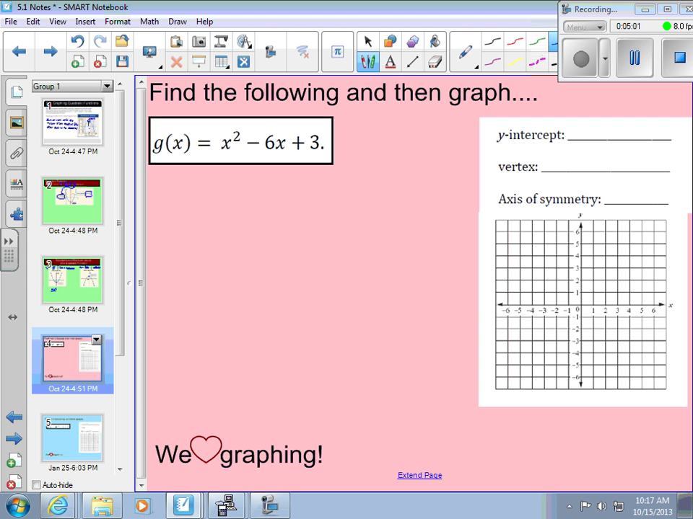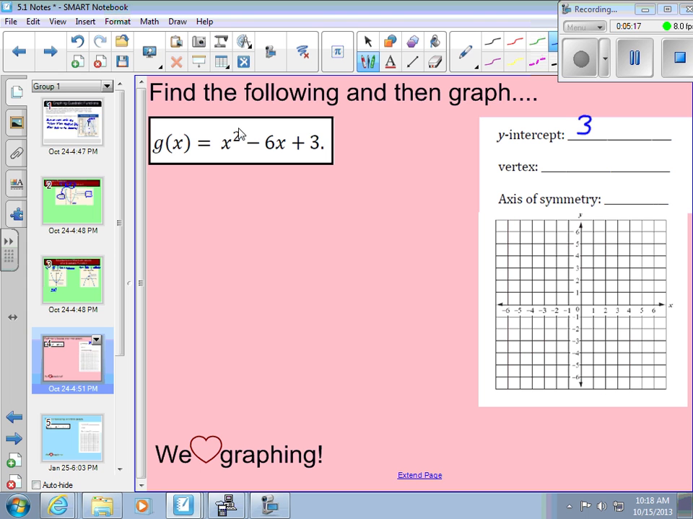One thing they want us to find is the y-intercept. Well, remember, y-intercept means what do you get when you put 0 in for x? If we put 0 in for x, all this stuff would be gone, and our y-intercept would be 3. So whatever that constant term is at the end, that's your y-intercept.